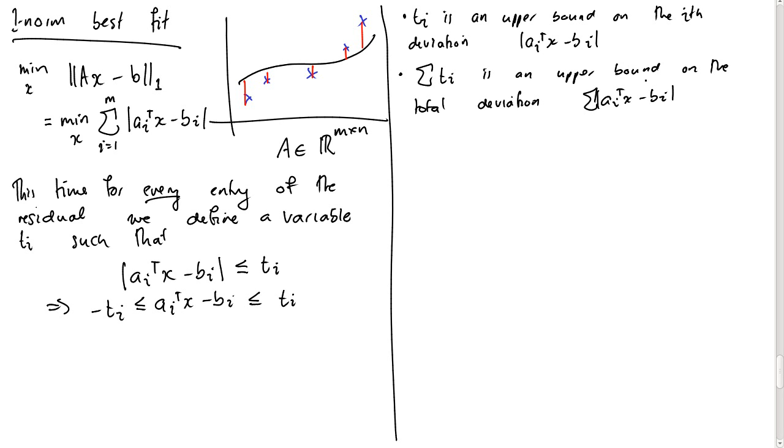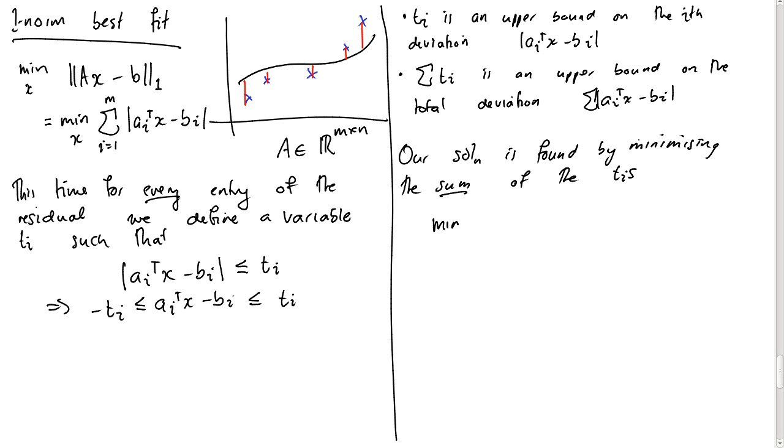So what we want to find, or another way of stating the problem, is we want to find the lowest possible upper bound on the total deviation. Okay, so our solution is found by minimizing the sum of the ti's. And like I said before, the ti's are automatically going to be positive, because if they weren't, there's no way they could satisfy these inequalities. So we don't need to explicitly write down a non-negativity constraint, because it works anyway.